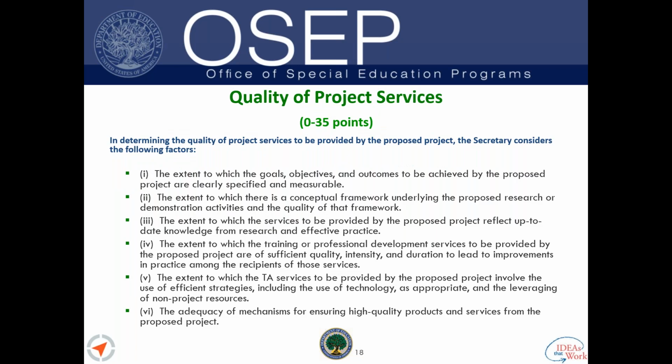The second criterion is the quality of project services. Applications can receive up to 35 points for this criterion. Reviewers will consider: 1, the extent to which the goals, objectives, and outcomes to be achieved by the proposed project are clearly specified and measurable. 2, the extent to which there is a conceptual framework underlying the proposed research or demonstration activities and the quality of that framework.